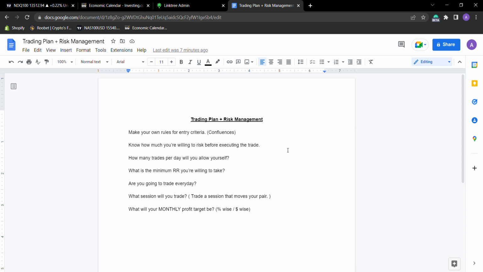Rule number one, make your own rules for entry criteria. So basically confluences, whether it's fibs, imbalances, liquidity, price action, change of character, whatever you take into your own strategy, use that with your confluences. Make sure it all lines up with your setup to make the entry more probable.